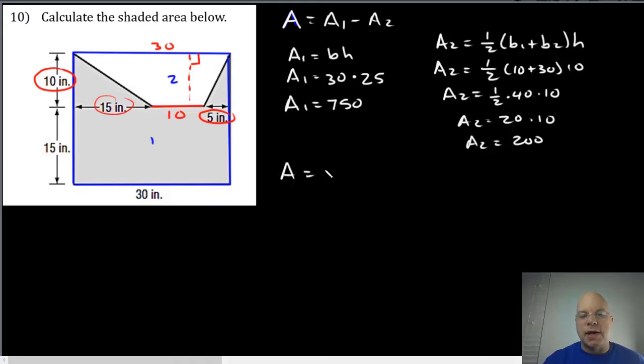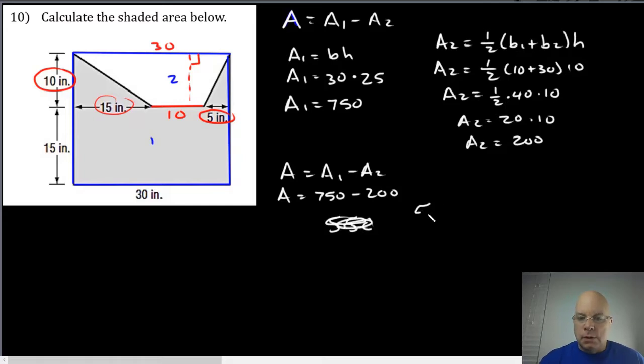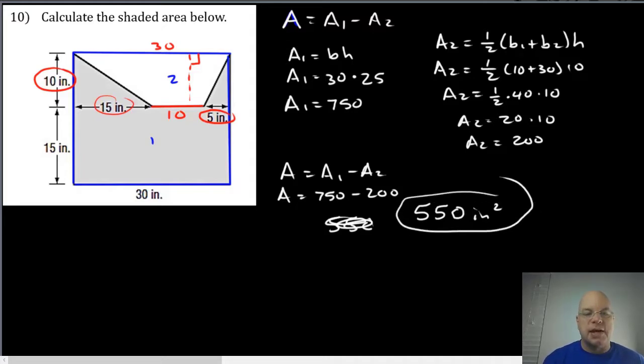So area equals A1 minus A2. So the total area equals 750 minus 200, so 550 inches squared. And you will get that same area if you do area of this triangle plus this smaller rectangle down here. Or any way you do it, you'll get that same area.